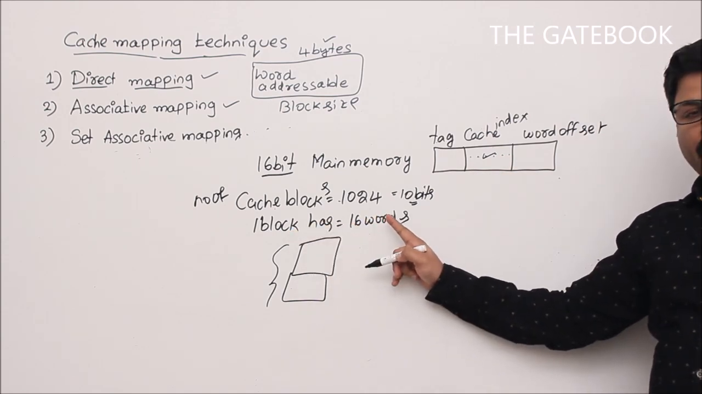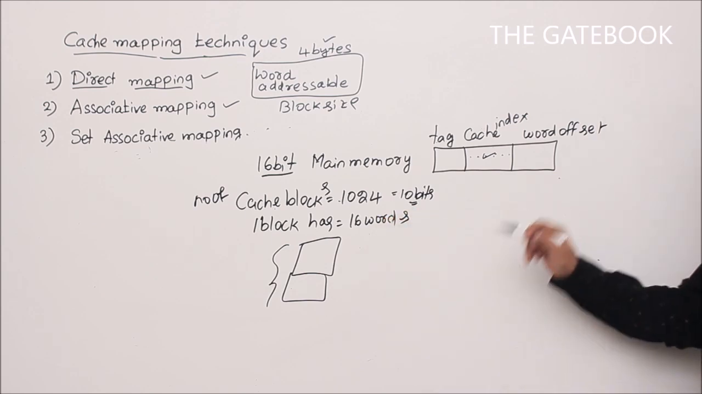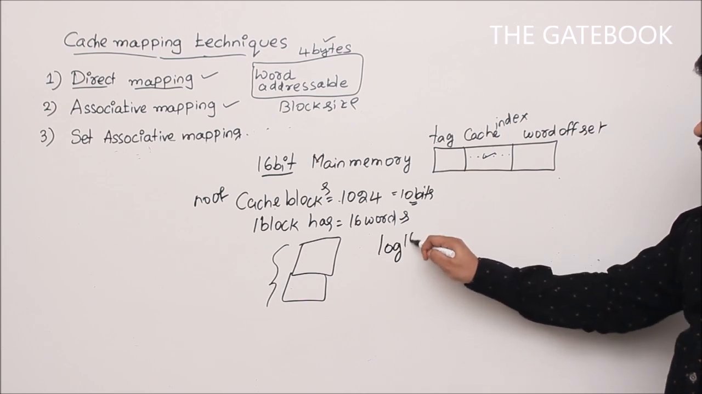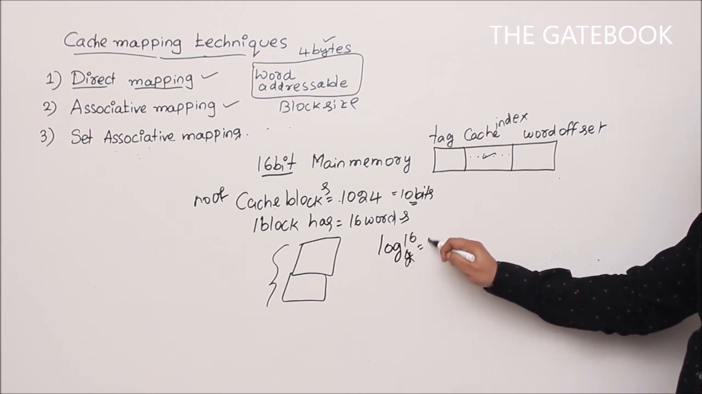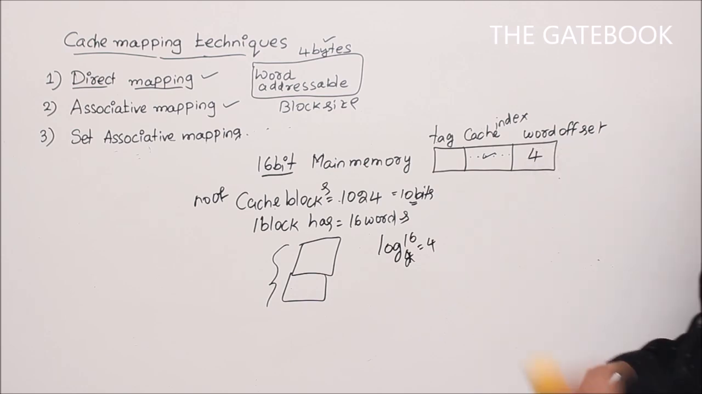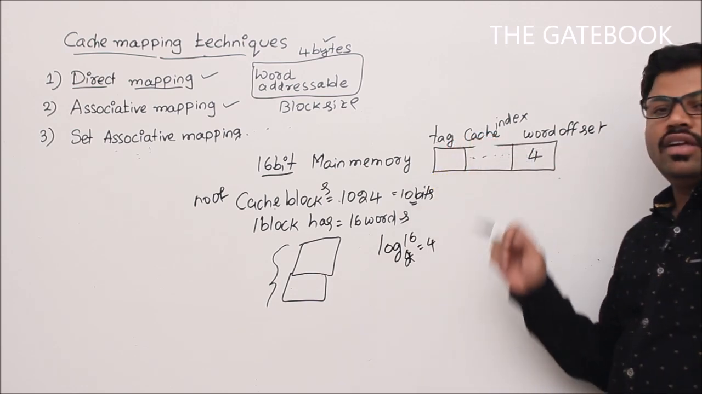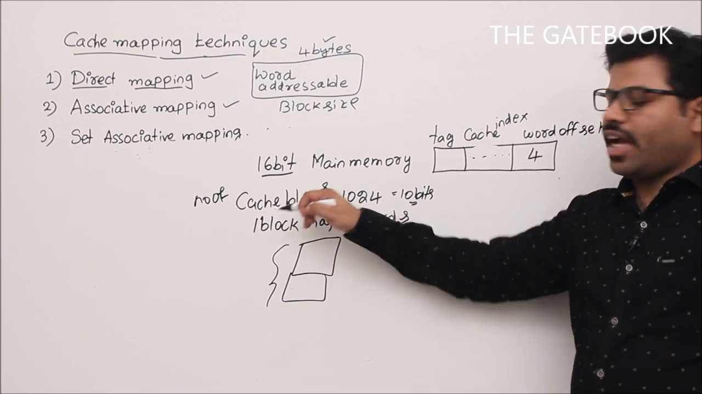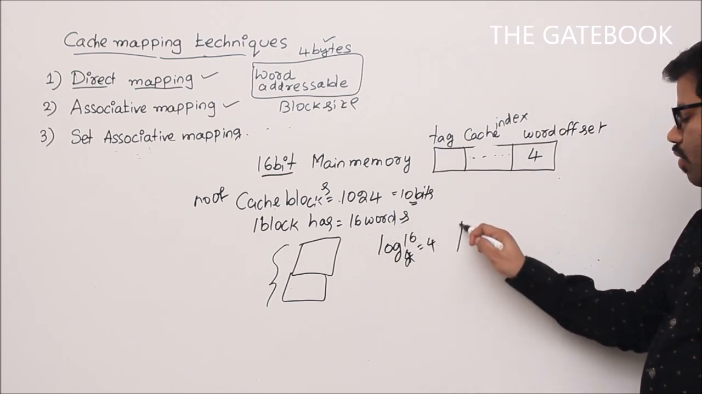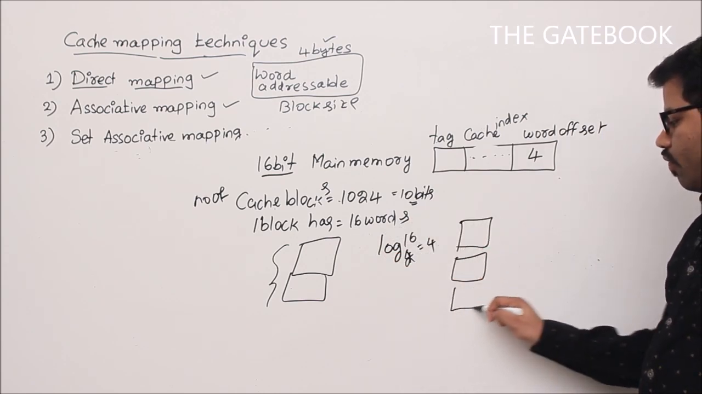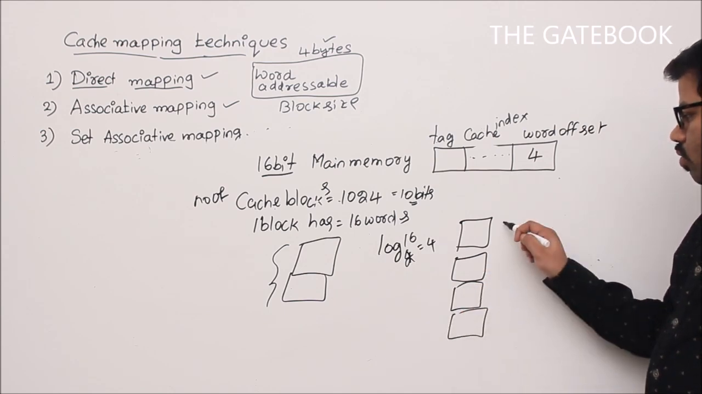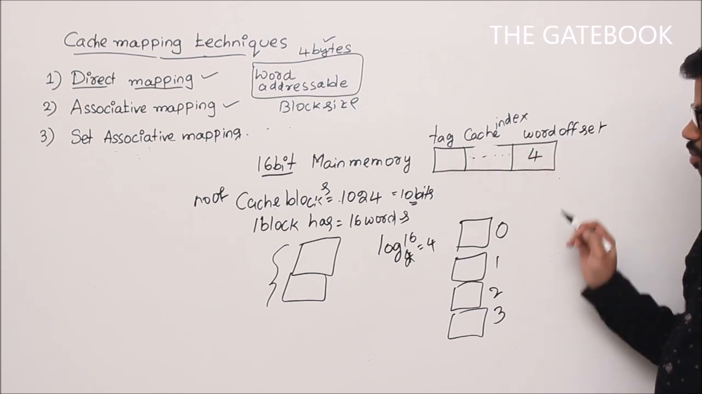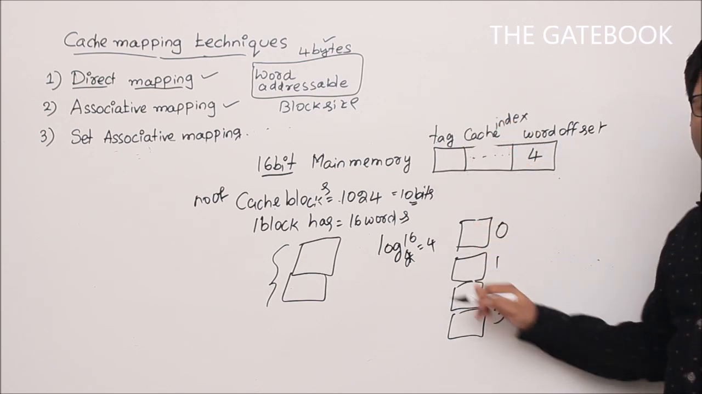How many words are there in a block? 16, right? To differentiate 16 binary patterns, you require how many bits? Log 16 base 2, which is nothing but 4. That's why we use 4 bits here. After that, the next bits are going to decide the cache index, which is decided by the number of cache blocks. Do you remember in the previous example we had 4 blocks? To differentiate block 0, block 1, block 2, block 3, we used 2 bits. Using the 2 bits we mapped our main memory blocks to one of them.